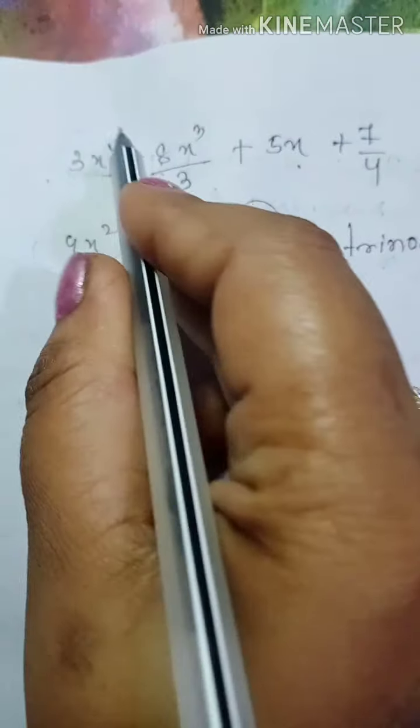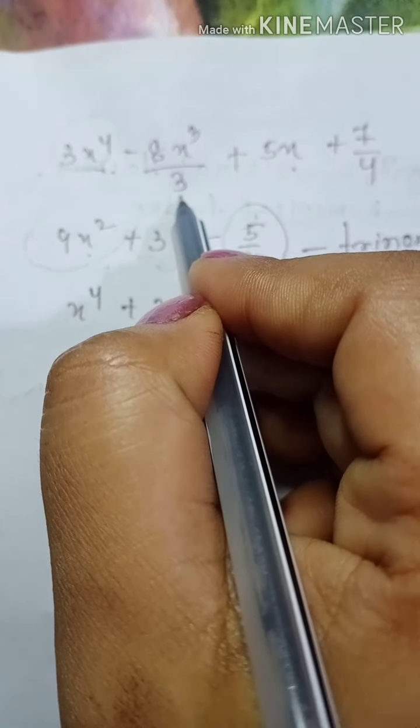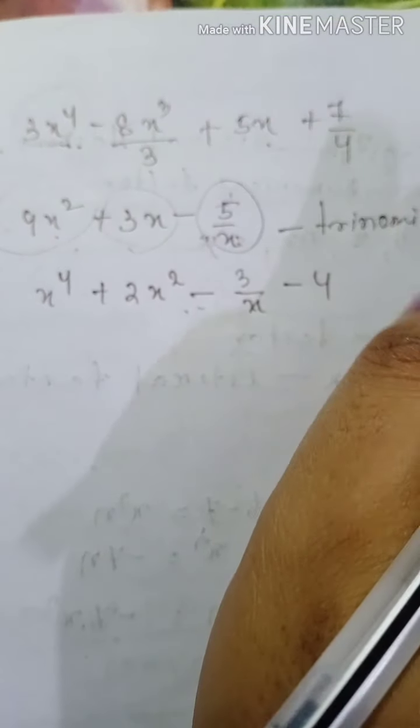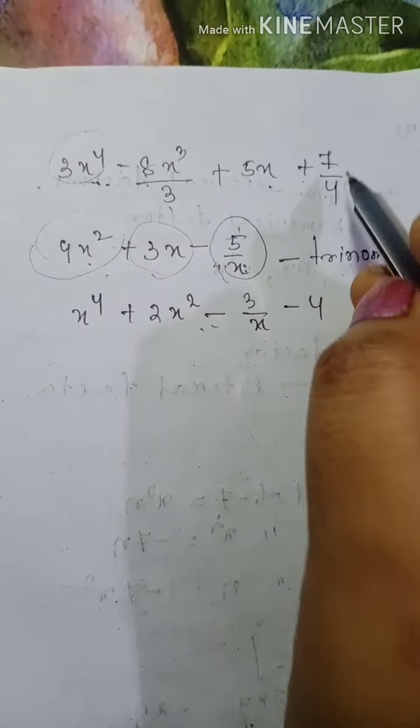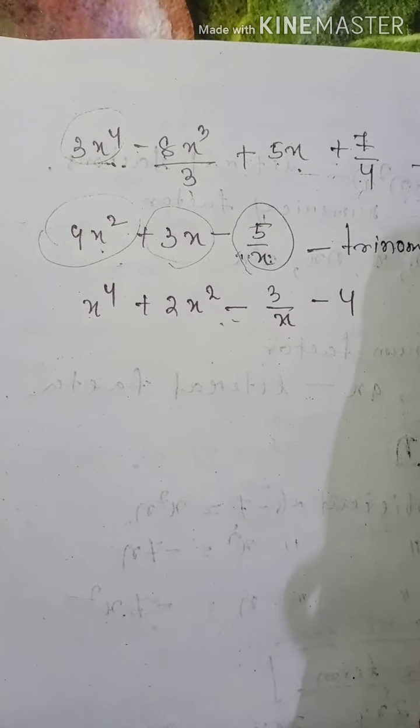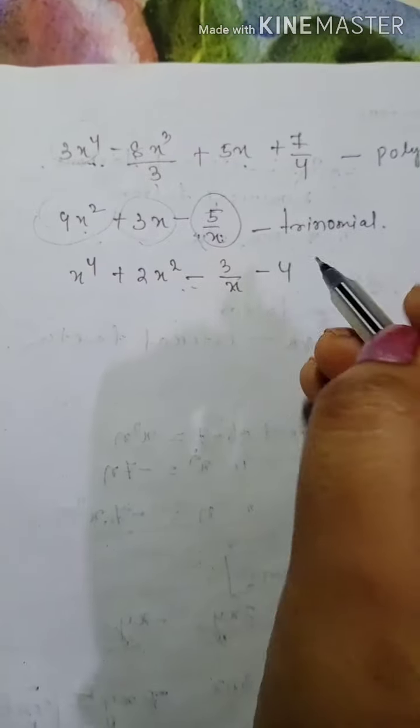Okay. Here see, 3x^2 is a term, 8x^2 by 3 is also a term, 5x is also a term, and 7 by 4 is also a term. How many terms are there? 4 terms are there. As it has 4 terms, it is termed as a polynomial or multinomial.